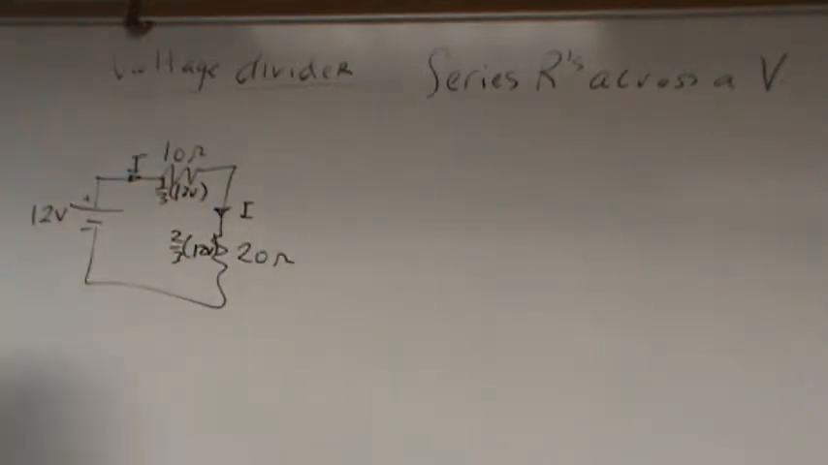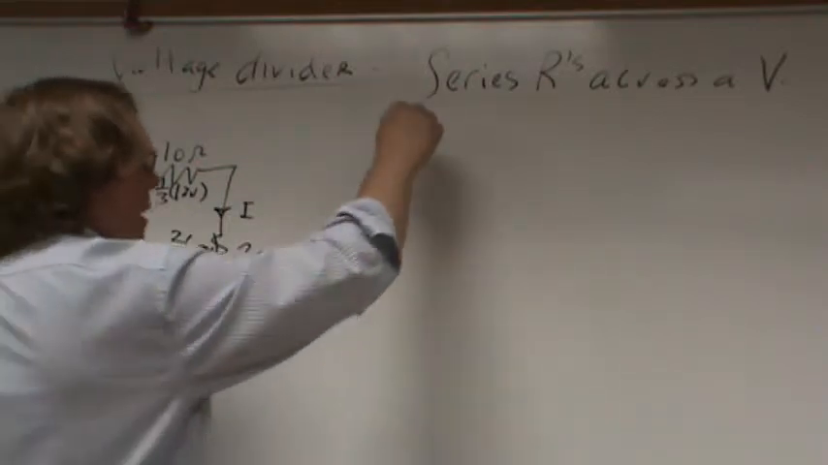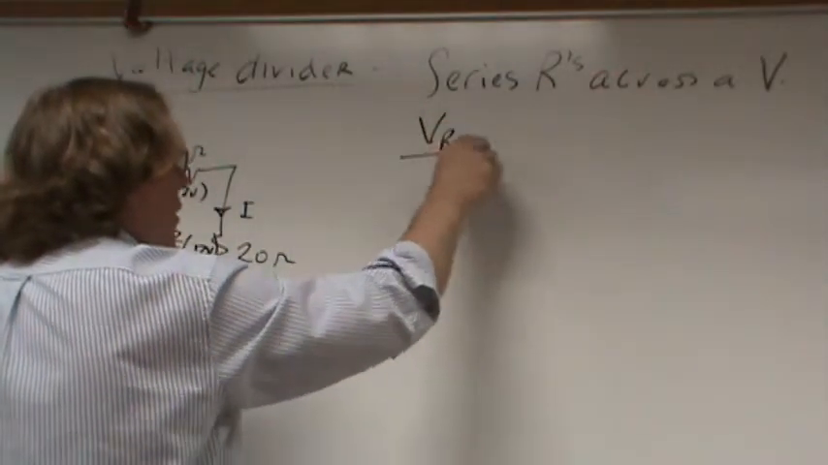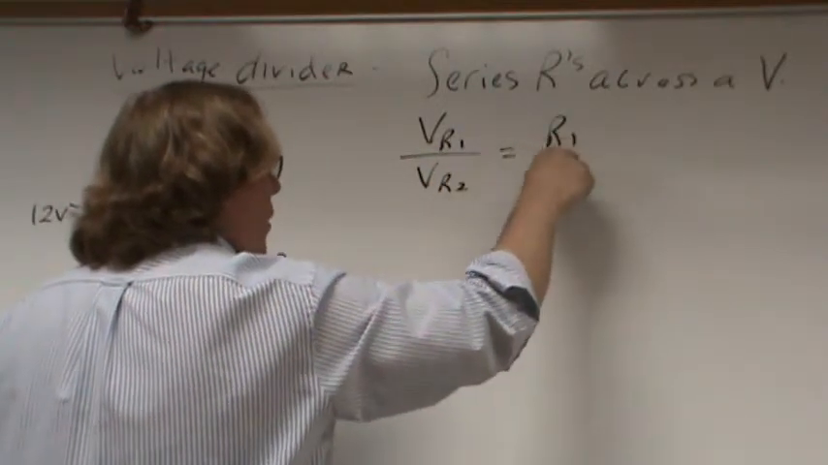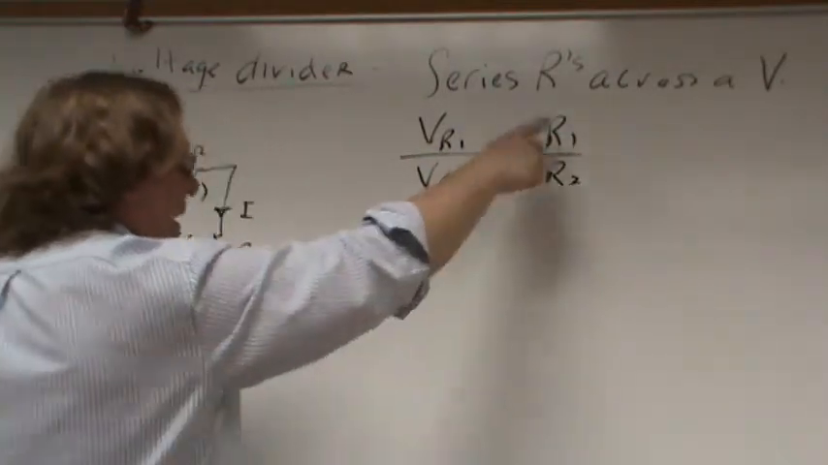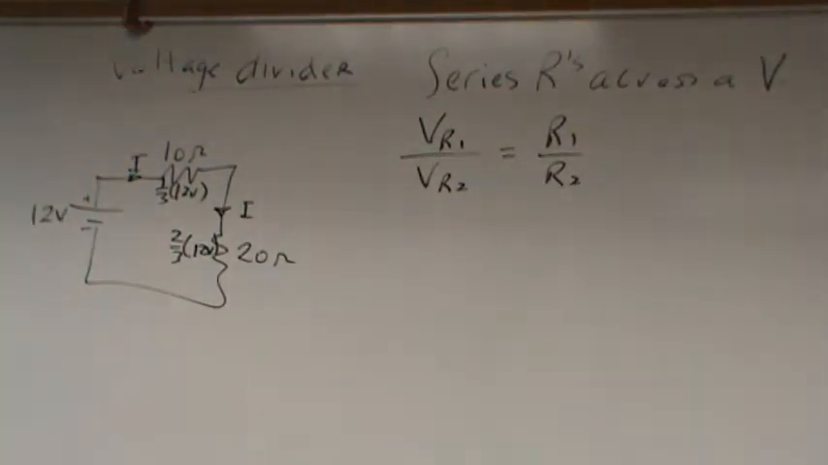If I can put this in a general statement, the voltage across R1 over the voltage across R2 is just going to equal R1 over R2. That is, the ratio of the voltage drops is equal to the ratio of the resistances. Whoever's got the bigger resistance gets the bigger voltage drop. You see? And in fact, I'm going to develop an equation.